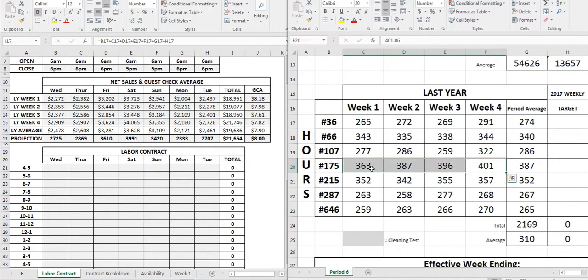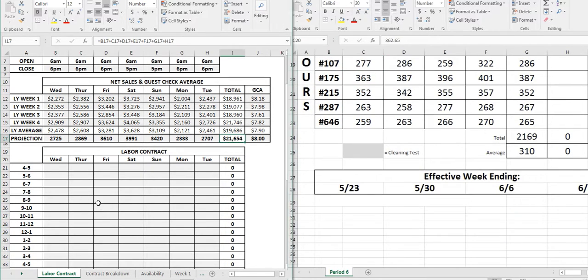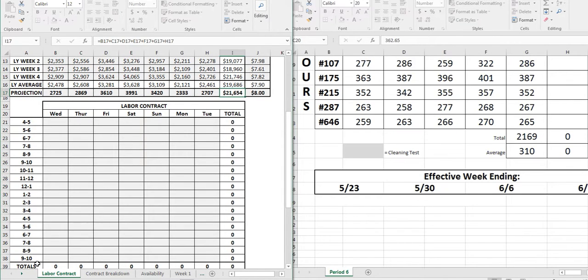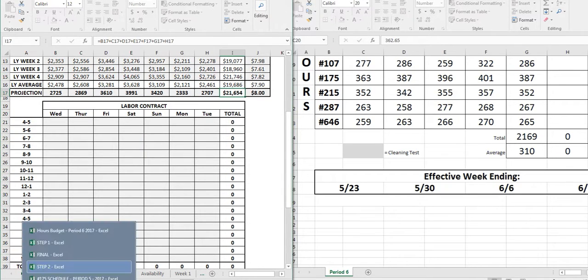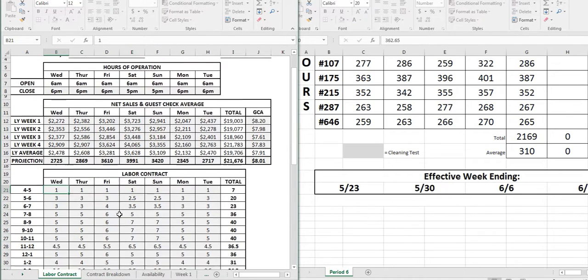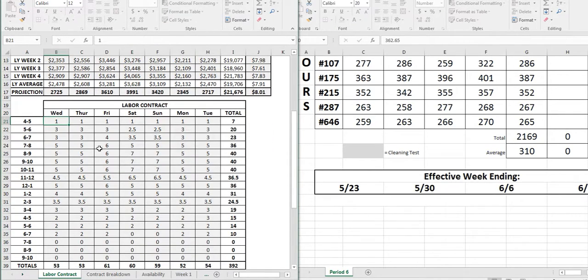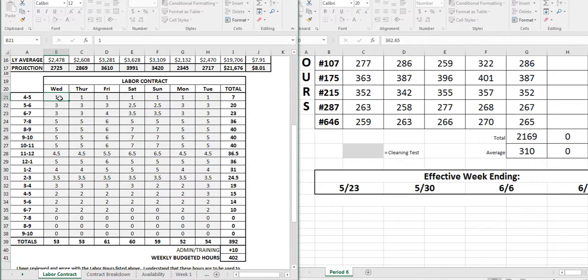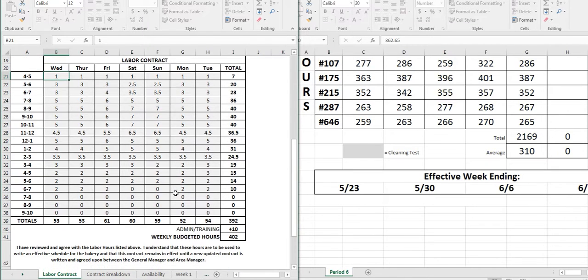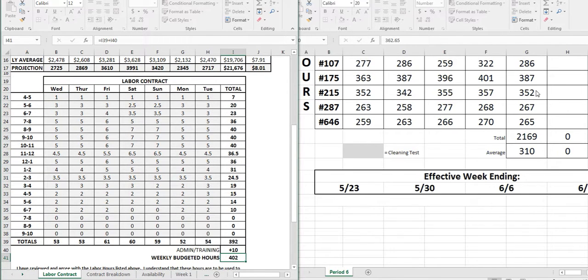It's something that you and your area manager should be working out together. All right, so in this case, I did review the labor contract with the general manager, and just to skip ahead to save some time, we came along with this labor contract for the period, and as you can see, it is a considerable increase.